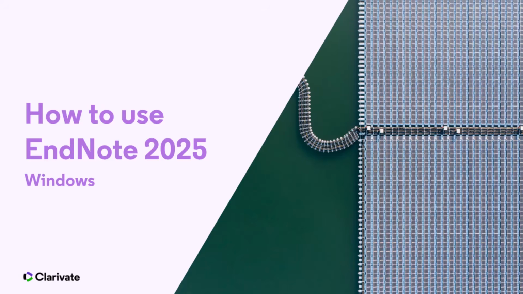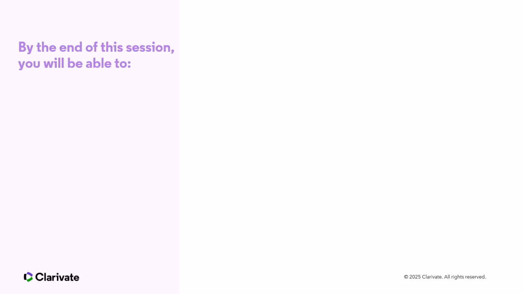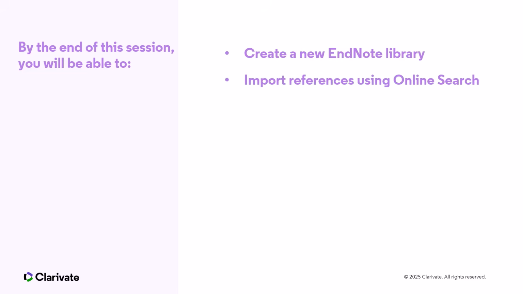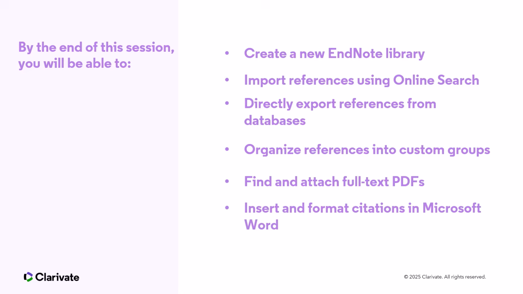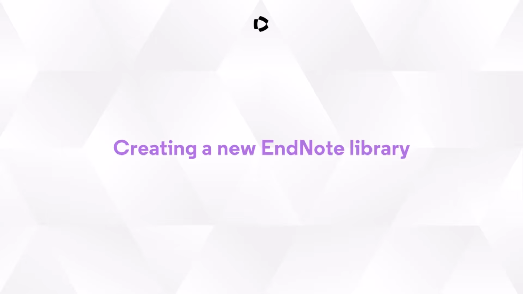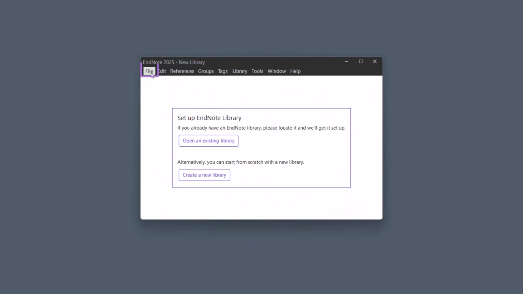Welcome to EndNote 2025. In this short video, you'll get a fast start guide to essential tasks: creating a library, importing references, exporting from external databases like PubMed, creating a custom group, managing PDFs, and citing in Microsoft Word. Let's get started. To create a library, go to the File menu and choose New.